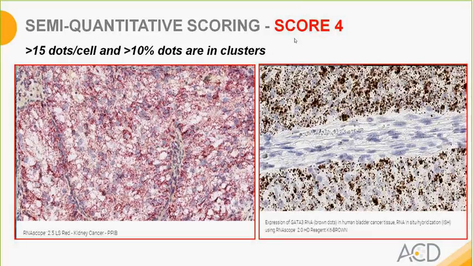Finally, an example of a score 4 in this scoring schema where most of the cells have greater than 15 dots, and within those cells, greater than 10% of the dots are present in clusters. So you can see numerous clusters in these cells, and an example here of a brown chromogenic assay.